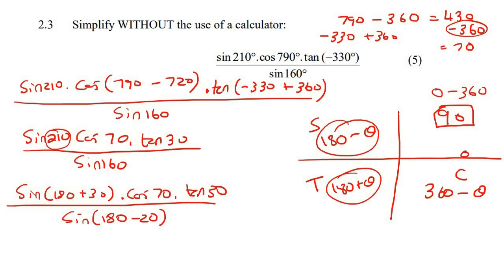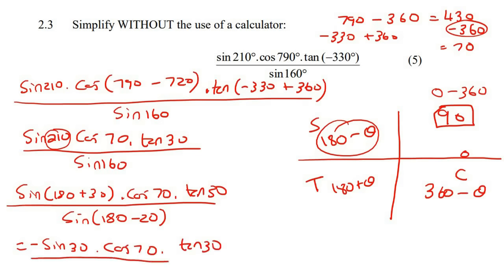Now, as soon as you have it like this, you can change this part now to sin of 30. But sin is negative in that quadrant, so you put a negative in the front. Here you say cos 70. Here you say tan 30. Here you're going to say sin 20, and sin is positive in that quadrant, so you leave it like that.